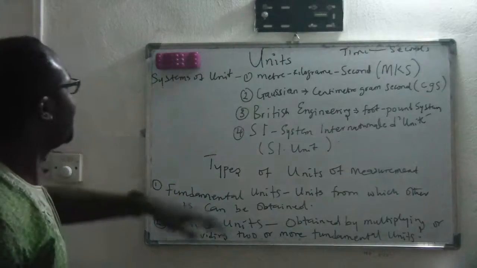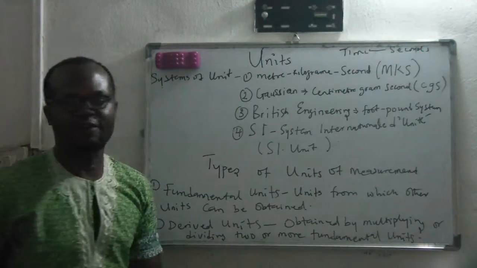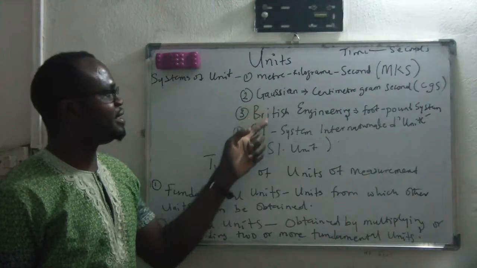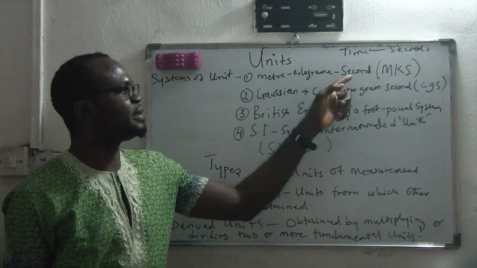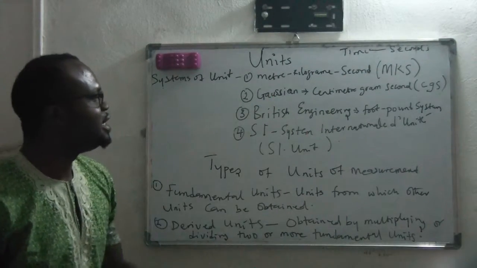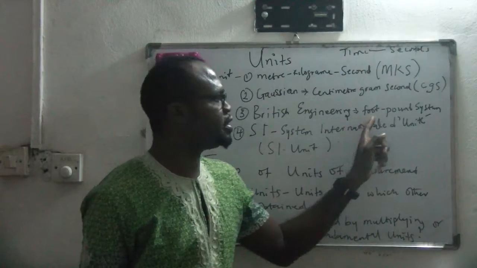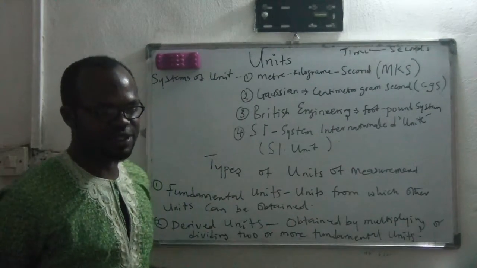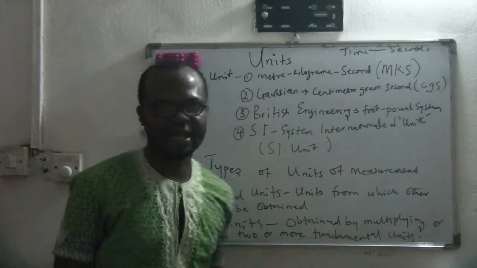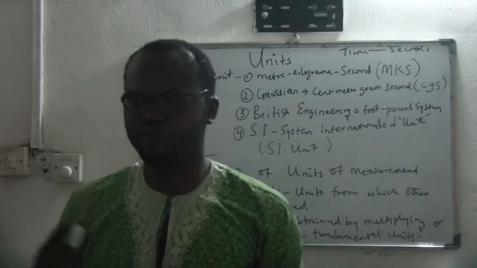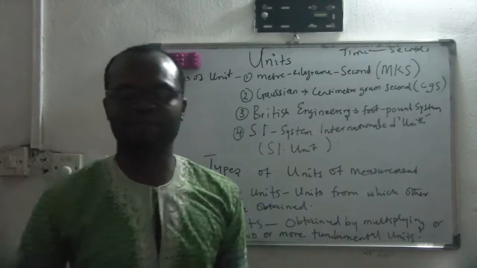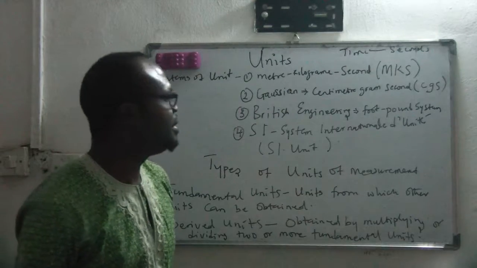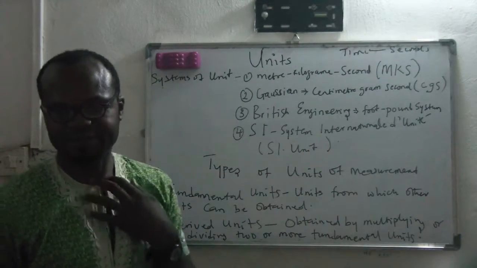It is the system of units that is used everywhere in the world. So you can use either of these systems of units. You can use meter, kilogram, second, MKS. You can use the Gaussian. You can use the British engineering unit of foot-pound system. You can also use the SI unit. But the one that everybody is using is the SI unit. If you go to France, the United States of America, or Britain, everybody tries to use the System International unit.